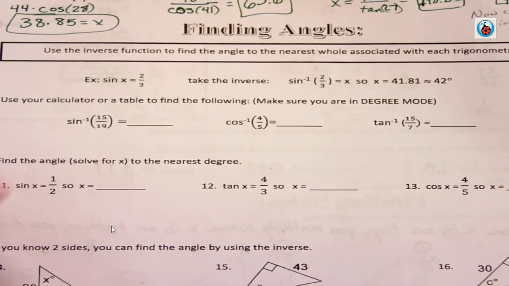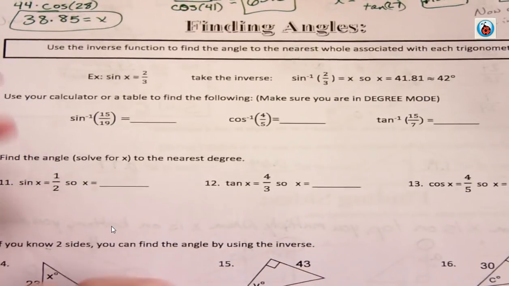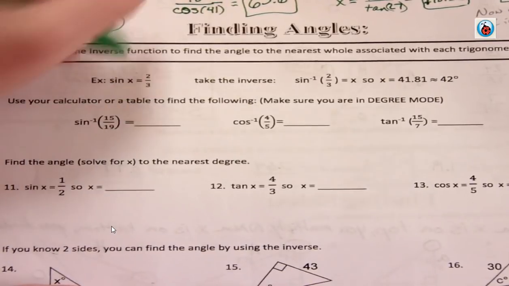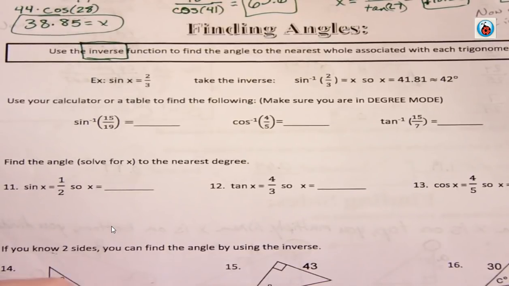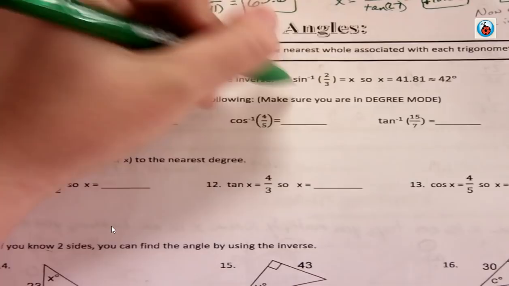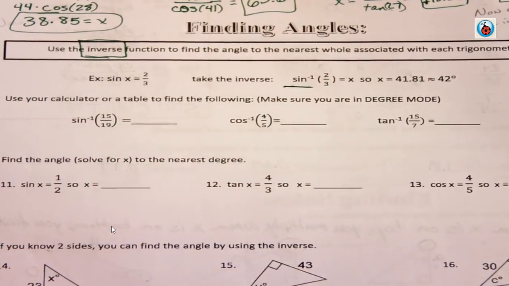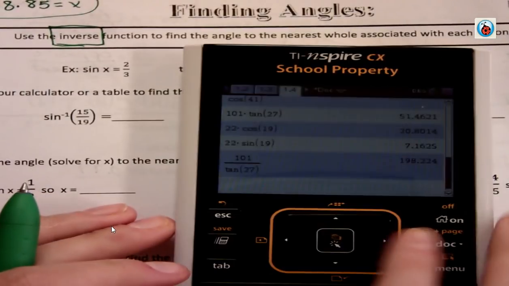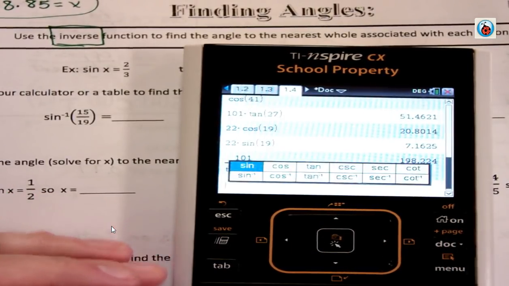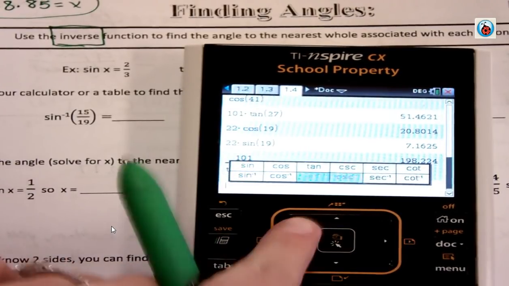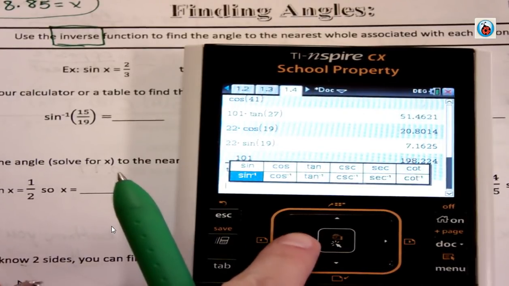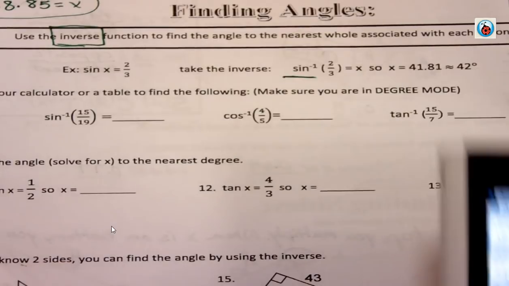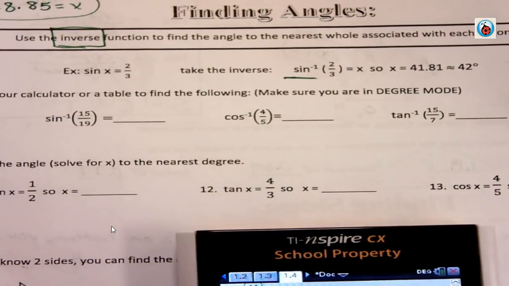So now we're going to move on to finding angles. Alright, so one thing I want to point out is that you will use the inverse functions to find angles. So it looks like this right here. So angles mean inverse. So if I show you on the screen, it is these bottom 3 to find the angles. Tangent inverse, sine inverse, cosine inverse, right here. Okay? So I'll show you exactly what is going on here.